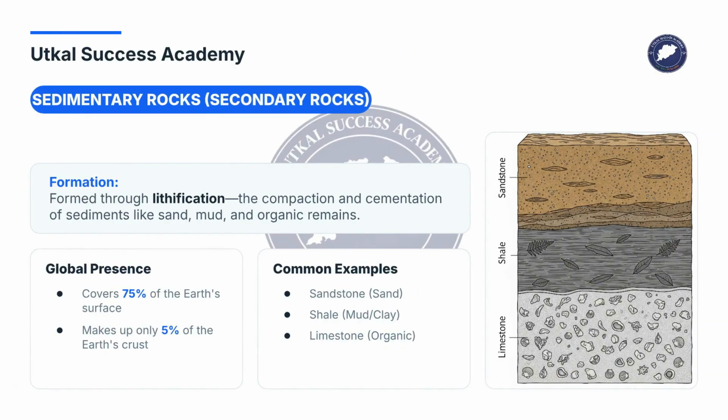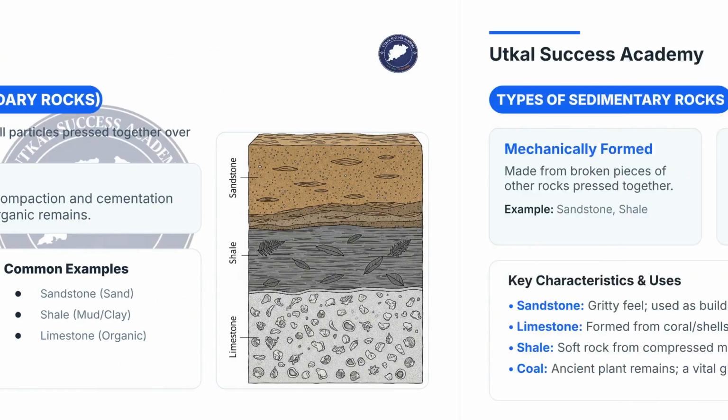Sedimentary rocks, or secondary rocks, are formed from compressed layers of sand, mud, or small particles over time through a process called lithification. They cover 75% of the Earth's surface, but make up only 5% of the crust. Common examples include sandstone, shale, and limestone.